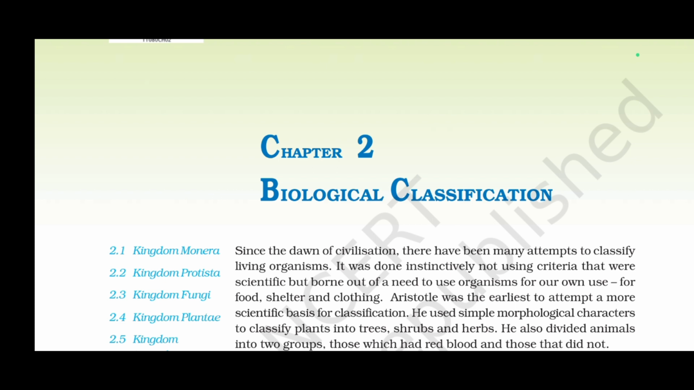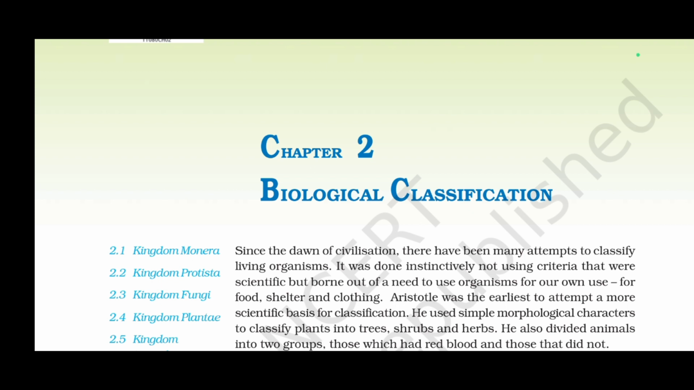Chapter number 2, Biological Classification. Since the dawn of civilization, there have been many attempts to classify living organisms. It was done instinctively, not using criteria that were scientific, but born out of a need to use organisms for our own use, for food, shelter, and clothing.